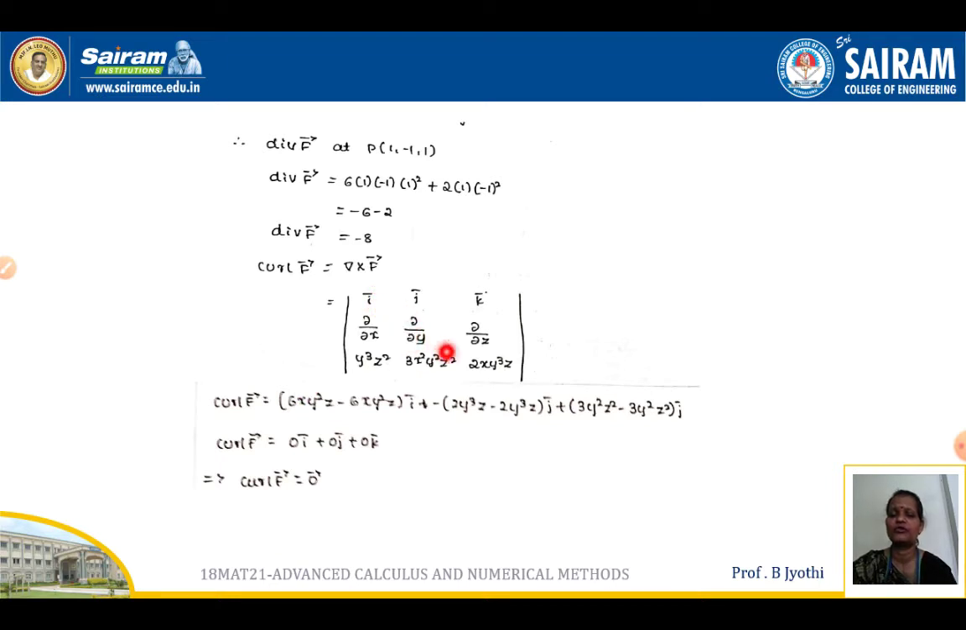So when we do the curl of f, we need to simplify by using the determinant, that is i times dou by dou y of 2xy cube z minus dou by dou z of 3x square y square z square, and minus j times of, leaving the column and row, dou by dou x of 2xy cube z minus dou by dou z of y cube z square, plus k times of, leaving this, dou by dou x of 3x square y square z square and dou by dou y of y cube z square. On doing all this and putting the values of x, y, z as 1, minus 1 and 1, we get the curl of f as 0.